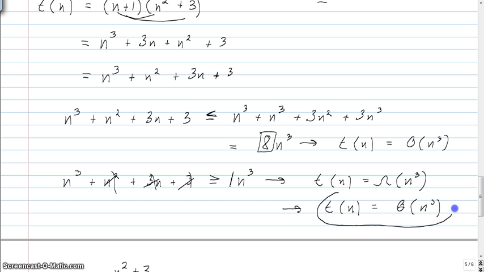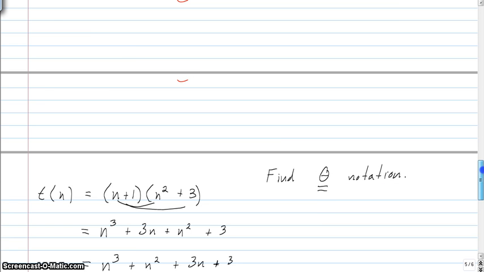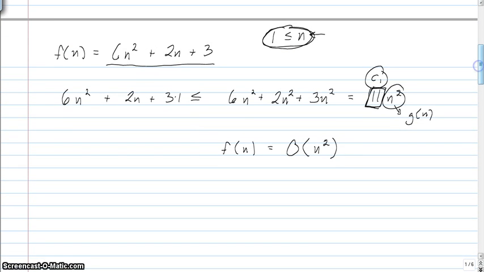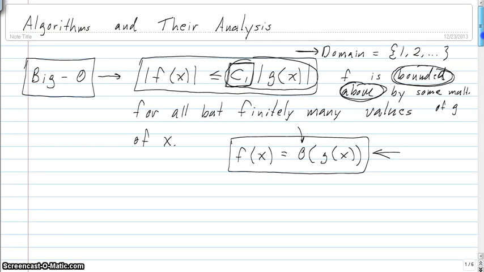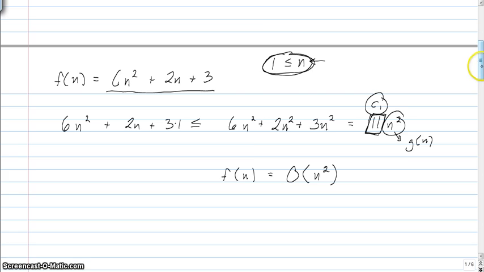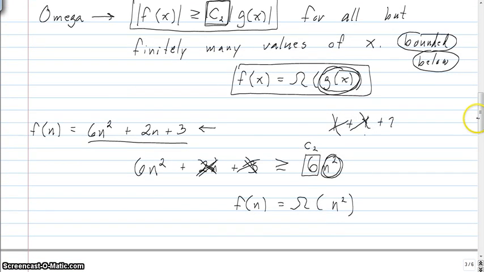Right, and so that's our theta notation. The function behaves like n cubed. And you might have noticed that my first example ended up being theta of n squared, and it was a quadratic function to begin with, right? Because we showed that it was big O and omega of n squared.